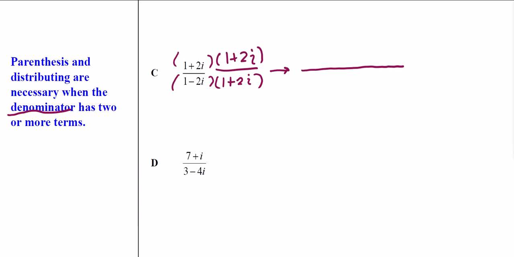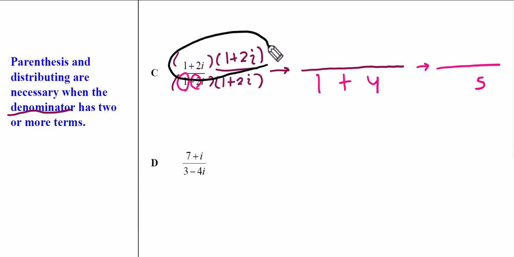What is 1 squared? 1 times 1 is 1. And then this 2 right here, 2 times 2 is 4. So my denominator is 5. But if we try to do something with the numerator, we can't do the fancy trick we just did. Those are not complex conjugates. We must work out that problem.